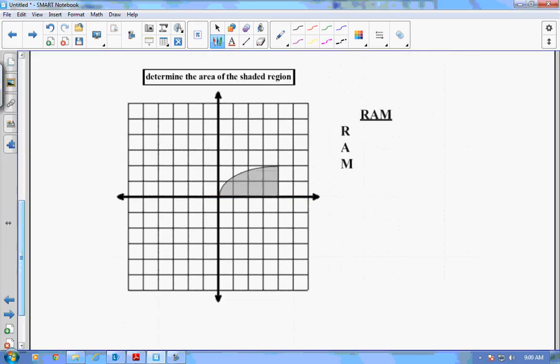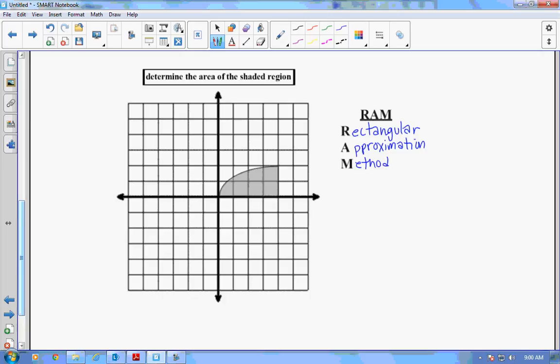Okay, determine the area of the shaded region. Well, we have a nice little saying called RAM, which stands for Rectangular Approximation Method. Rectangular approximation, because as we saw on the oval, we can really only approximate. We can't get exactly. Method. On the oval, we are looking for little squares, right? So we can approximate the area underneath the curve using rectangles. Because we know how to find the area of a rectangle, right? Length times width, that's easy.